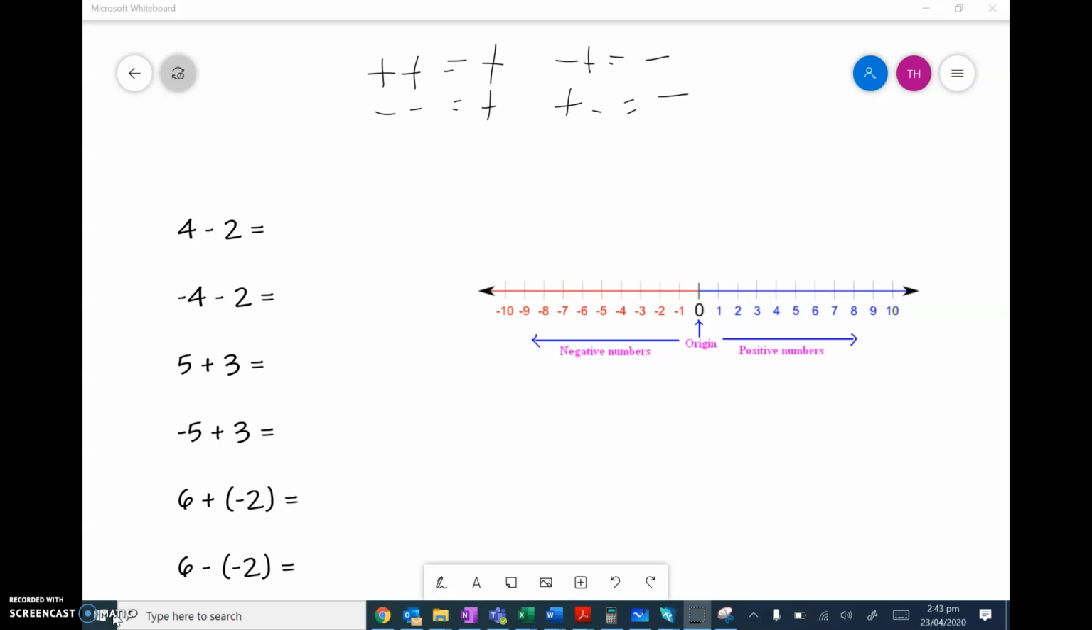So it is true that if you have a positive next to a positive, it makes a positive, and a negative next to a negative, it makes a positive. And if it's a negative and a positive, or a positive and a negative, that makes a negative. Which is what it is like for multiplication and division.